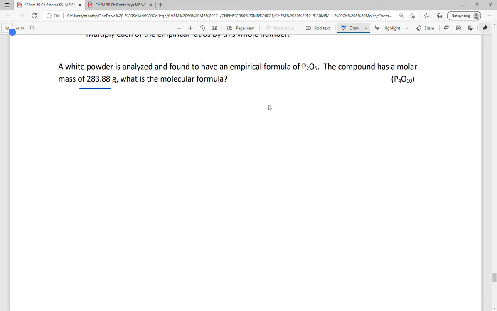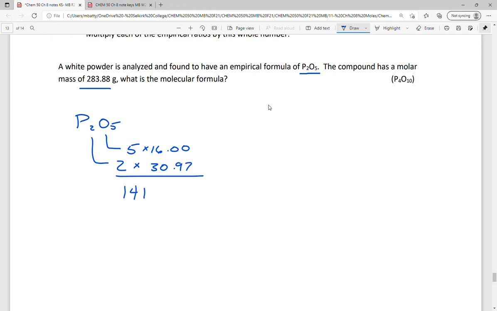I'm not saying this very well. Let's try this one. So you read back to the instructions. The white powder is analyzed and has an empirical formula, which you may have just had to calculate, of P2O5. So the molar mass of this, I can calculate. I didn't bother showing all my work because I'm really trying to figure out the molar mass of it. This is the empirical molar mass.